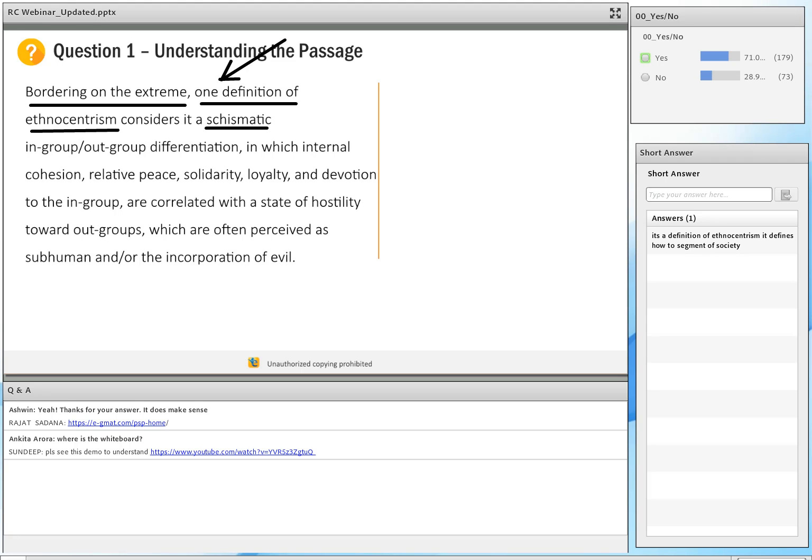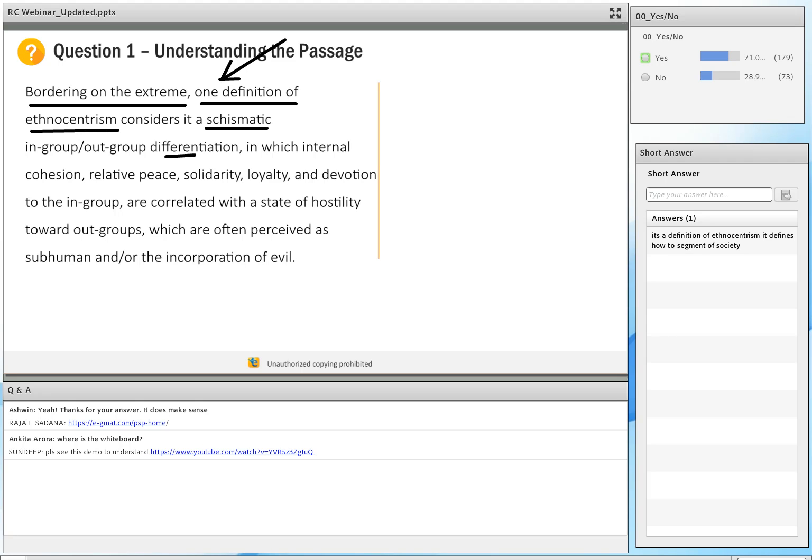On GMAT reading comprehension, if you see a super complex word, most likely, A, it may not have a huge impact, it may not be tested, or B, you'd be able to infer its meaning. GMAT RC, unlike the GRE, is not a test of your vocab. So if you see a difficult word, it's probably irrelevant, or you can infer its meaning. Schismatic, let's continue reading. Schismatic in-group, out-group differentiation.